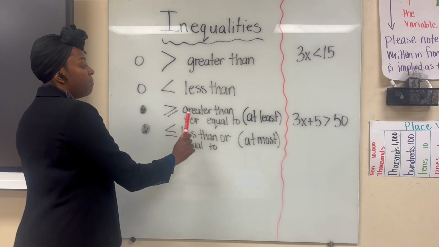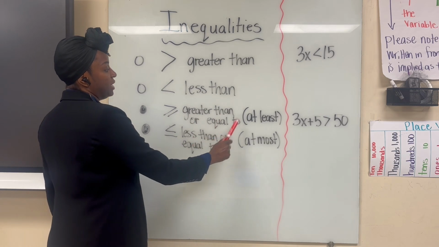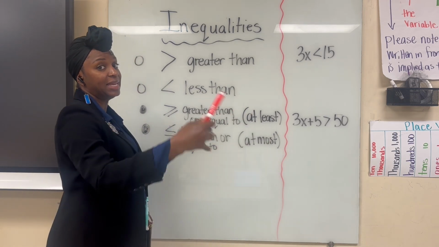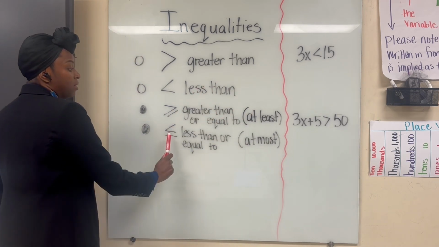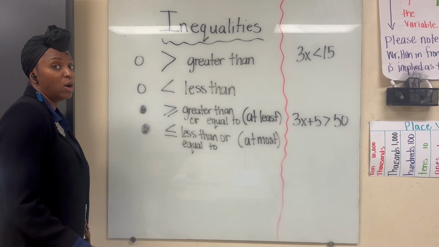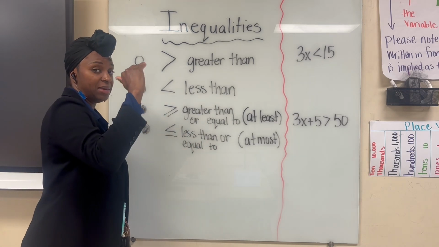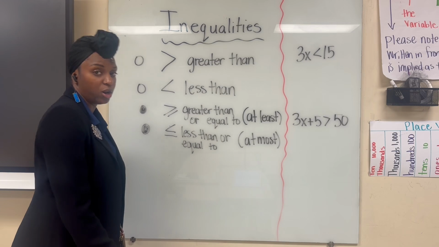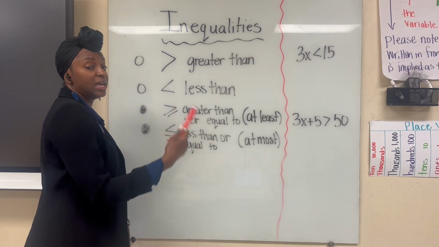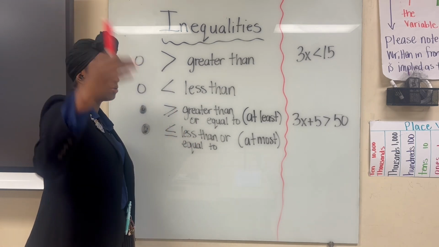And then the meaning of greater than or equal to means at least. It must be at least this thing. Less than or equal to means at most. It can be at most this thing or lower. The greater than or equal to, it can be at least this thing or higher.